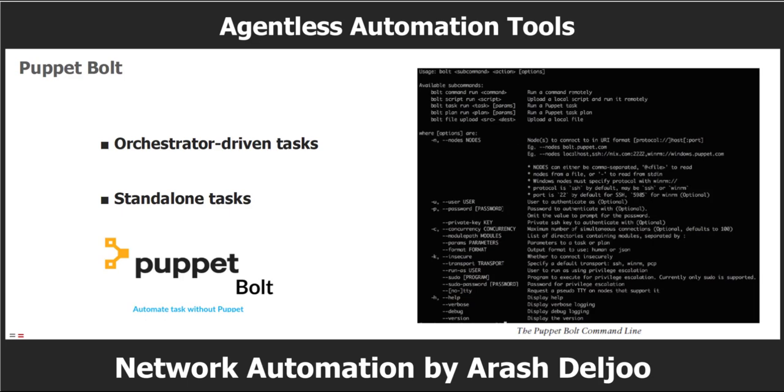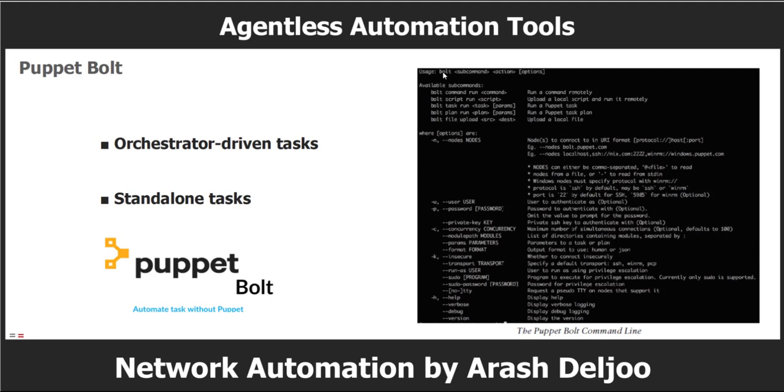About the orchestrator-driven task, this can leverage the Puppet architecture to use services to connect to devices. This design is meant for large-scale environments. About the standalone task, standalone tasks are for connecting directly to devices or nodes to execute tasks and do not require any Puppet environment or component to be set up in order to realize the benefit and value of Puppet Bolt. Individual commands can be run from the command line by using the command bolt command run, then the command name, followed by the list of devices to run the command against.